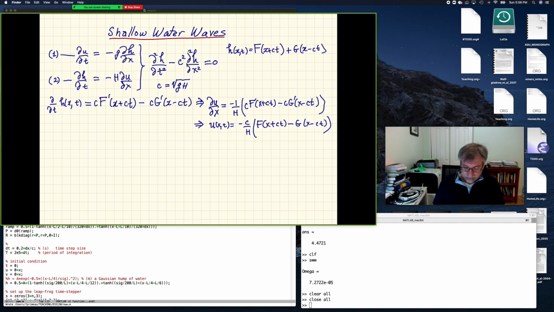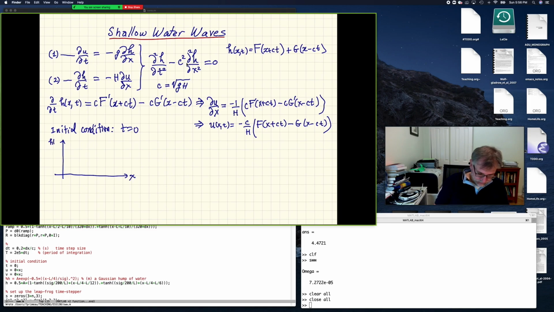So let's pick a problem. Suppose that we have the following situation. At t equals 0, we have an initial condition where h is of the following form. This is x, and this is h of x at t equals 0. This is A, this is B. And the solution looks like this. It's 0 out here, then it shoots up to a value of 1, and then it's constant, and then it shoots back down.